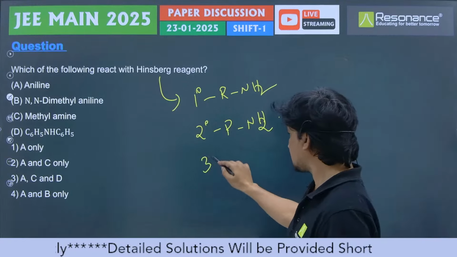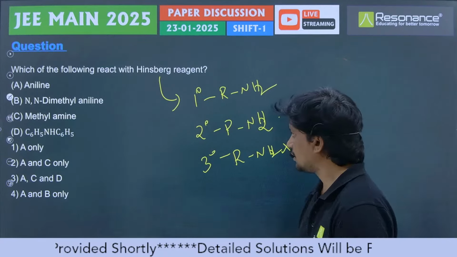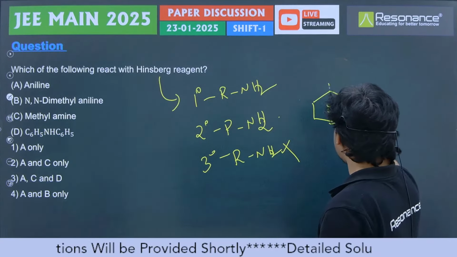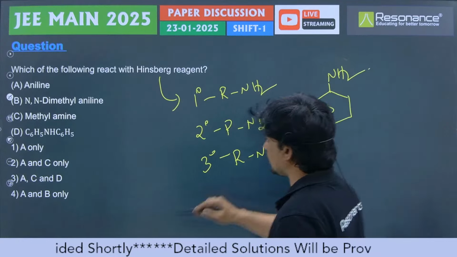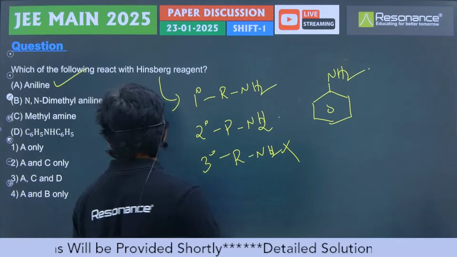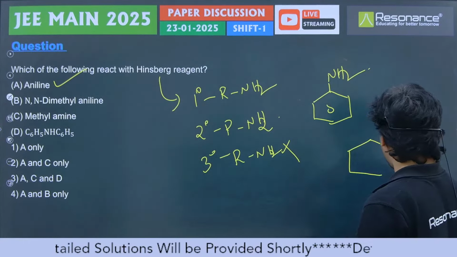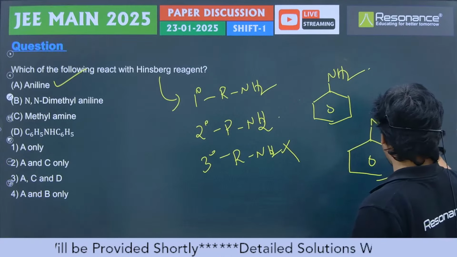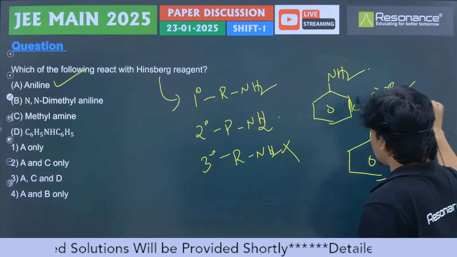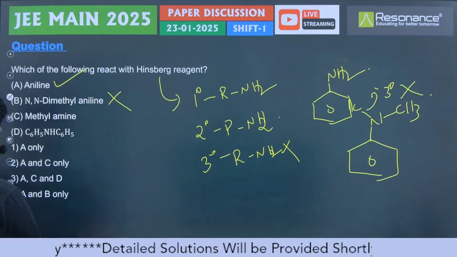3 degree amines do not react with Hinsberg reagent, right? First they gave aniline. Yes, it reacts with Hinsberg reagent and gives the positive test. N,N-dimethyl aniline is a tertiary amine, so this does not give the positive test with Hinsberg reagent. B is not the answer.